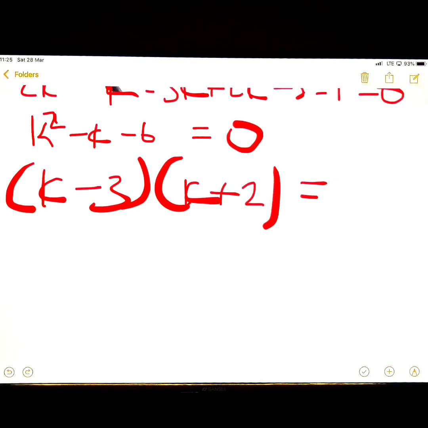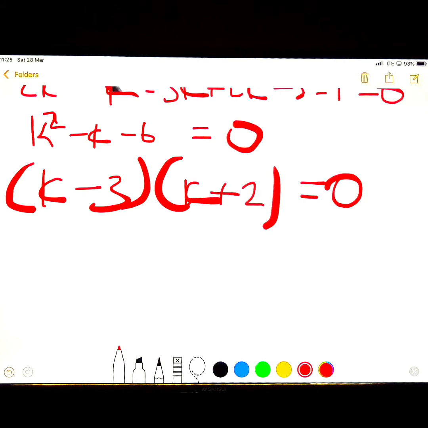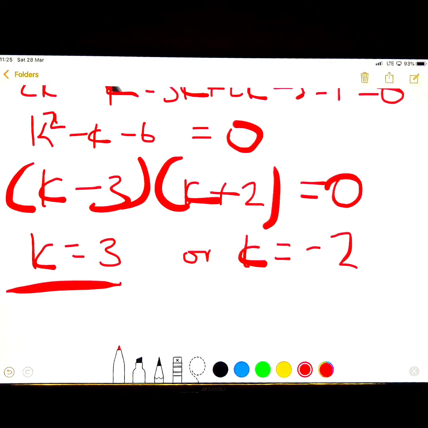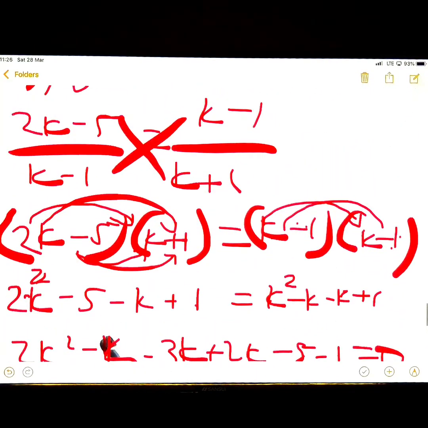Okay. So what you do here, you have found your factors. So you're going to have to say k is equal to 3 or k is equal to negative 2. Remember, we have not answered it. They said that you must find possible sequences. So since we do have our values of k, which is k is equal to 3 and k is equal to negative 2, what you need to do is go back.